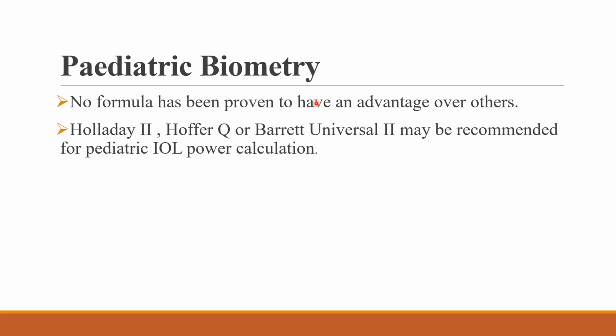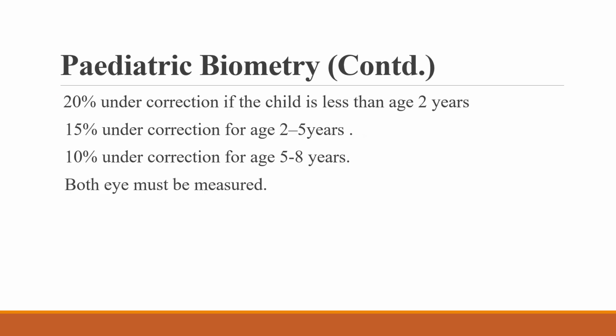For pediatric biometry, there is no formula proven to have an advantage over others. Holladay 2, Hoffer Q, and Barrett Universal 2 may be recommended for pediatric IOL power calculation. 20% undercorrection if the child is less than age 2 years. 15% undercorrection for age 2 to 5 years, and 10% undercorrection for age 5 to 8 years should be maintained. Both eyes must be measured.